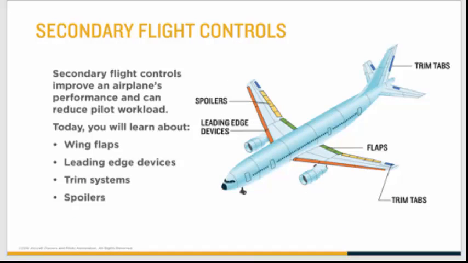Alright, so here are some secondary flight controls. This is going to improve the performance while relieving excessive aerodynamic and control forces. So we're going to cover each one of these coming up soon: the wing flaps, leading edge devices, trim system, and the spoilers. Secondary flight controls aren't on all airplanes, but you need to know what they are and how to use them, especially if you're going to be flying bigger, more complex airplanes.